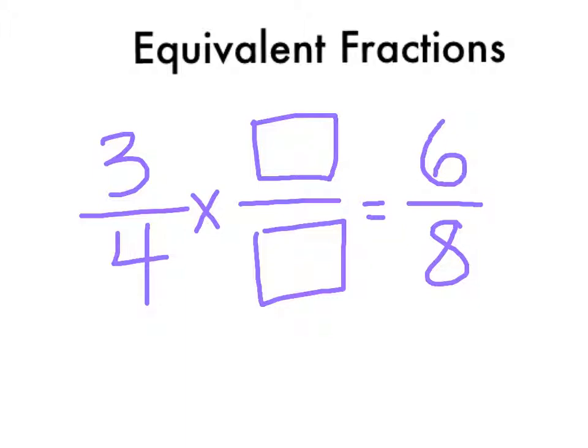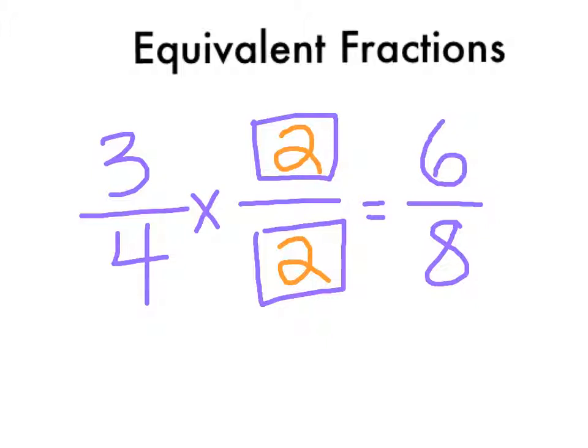All right, Mr. Leatherwood, how did I go from 4 to 8 in my denominator? Well, I know if I divide 8 by 4, I get 2. So I think 4 times 2 would give me 8. Excellent. And how did I go from 3 to 6? Same thing. If I divide 6 by 3, I get 2. So I think 3 times 2 is going to give me 6.